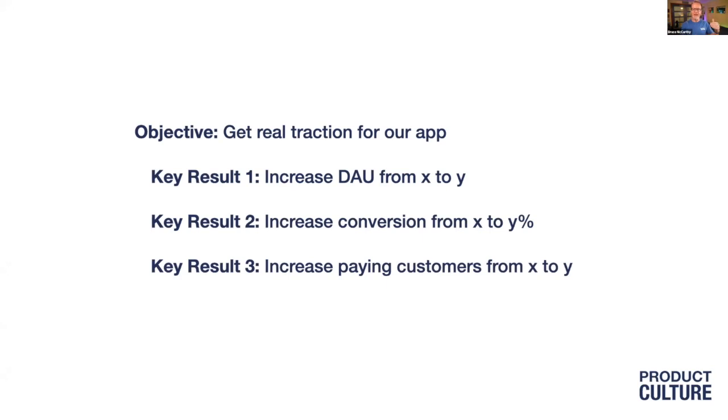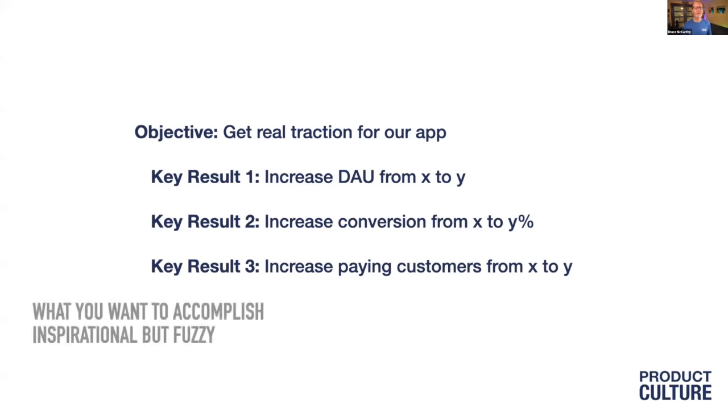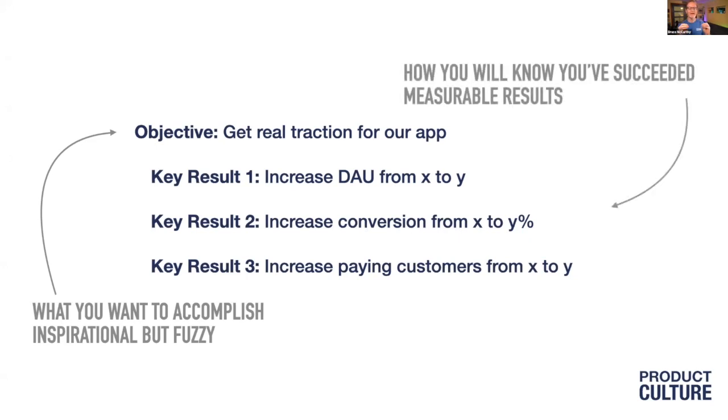So these three KRs kind of round each other out, balance each other, and say it's not just free members, it's paying members, and we're not overpaying to get people up that ladder to converting. So objective, what we ultimately want to accomplish, expressed in simple language, that we are trying to get traction, and then the details about how we're going to measure it and prove to ourselves that we have achieved it. So that's my simple 101 introduction to OKRs.